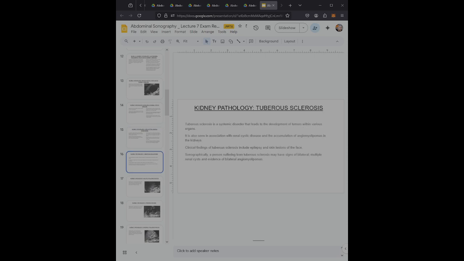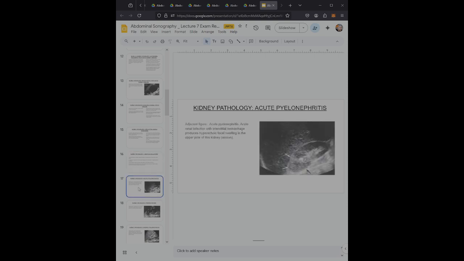Tuberous sclerosis is a systemic disorder that leads to the development of tumors within various organs. Clinical findings can include epilepsy and skin lesions to the face. Sonographically, we see bilateral renal cysts and bilateral angiomyolipomas.